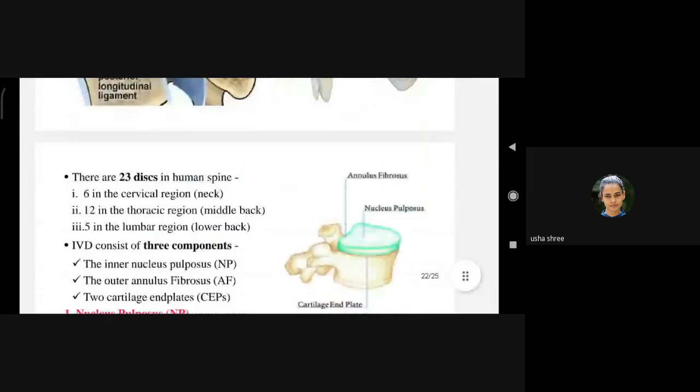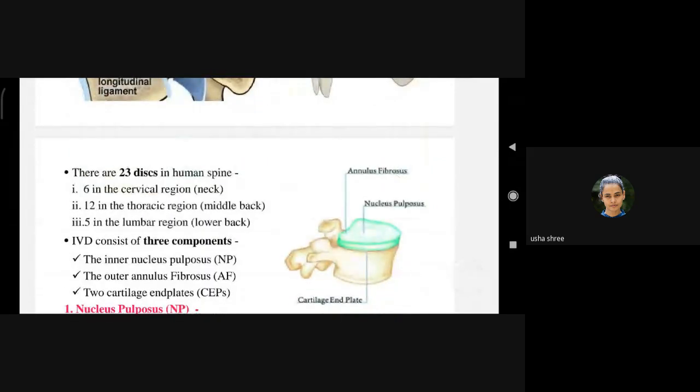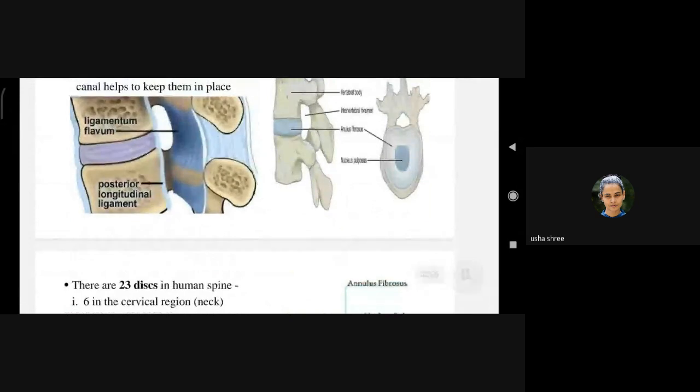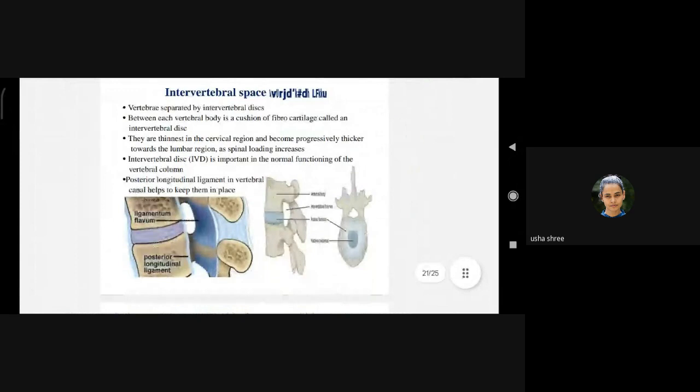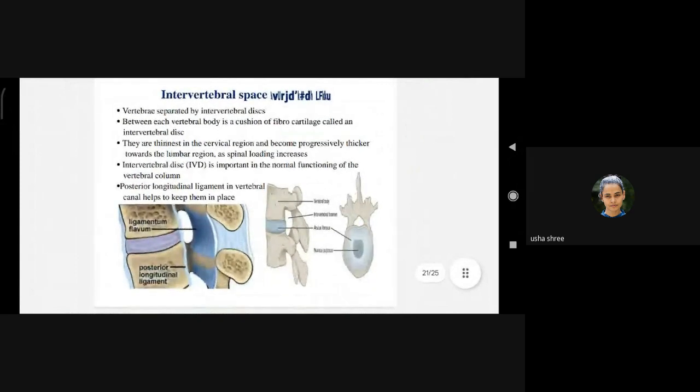Now, there are... Ma'am, can you follow up a little bit on the previous slide? Yeah. Is there any problem? No, ma'am. I was trying to make some notes. Yeah, you can go ahead, ma'am.